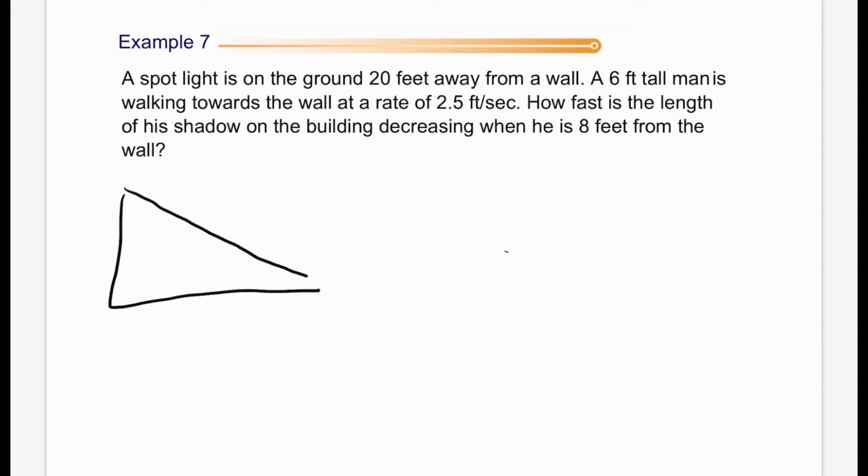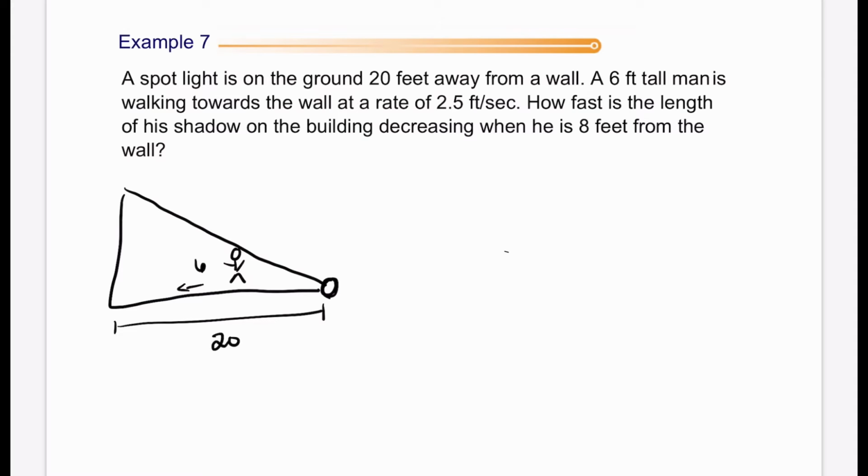So this is my triangle. I have a guy who is 6 feet tall. And I have a spotlight that is 20 feet away. That spotlight is on the ground here, and it's shining up in that direction. This man is walking this way at a rate of 2.5 feet per second.